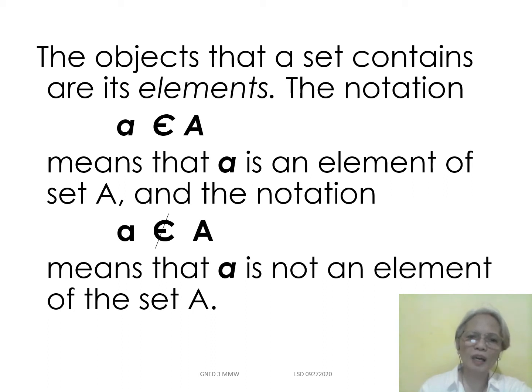And the notation a is an element of A, so small a is an element of capital A, means that a is an element of set A. Whereas this notation, where there is a bar across this symbol, means that a is not an element of set A. Like what I mentioned earlier, where we had a set of flowers and we had rose, gumamela, and sampaguita as elements. So the three are elements of that set, for example, set A, and banana is not an element of the set. So that's what this symbol means.